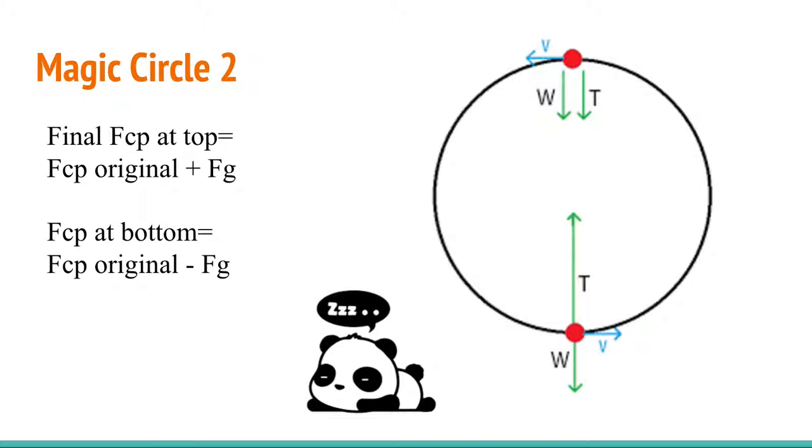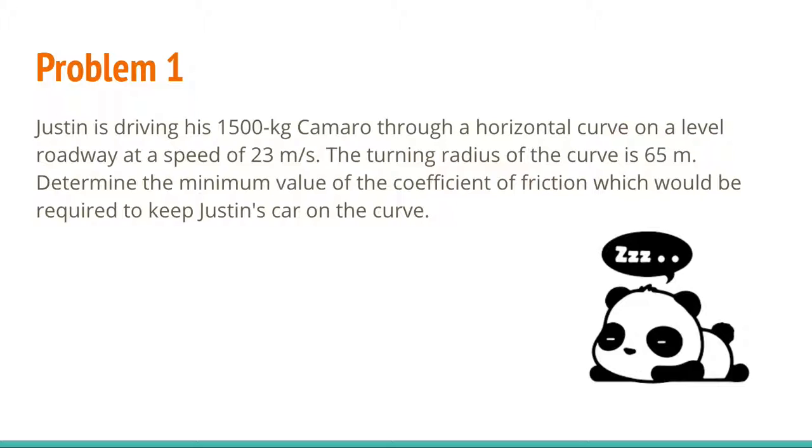We have our second magic circle, which is our vertical circle, the one that looks like a Ferris wheel. Remember, because this is the vertical circle, the force of gravity will come into effect whenever calculating the final centripetal force for the top and the bottom of our circle, where force of gravity is being added to our centripetal force at the top of the circle to find our final centripetal force, and is being subtracted at the bottom of the circle to find our final centripetal force. So let's do some problems.